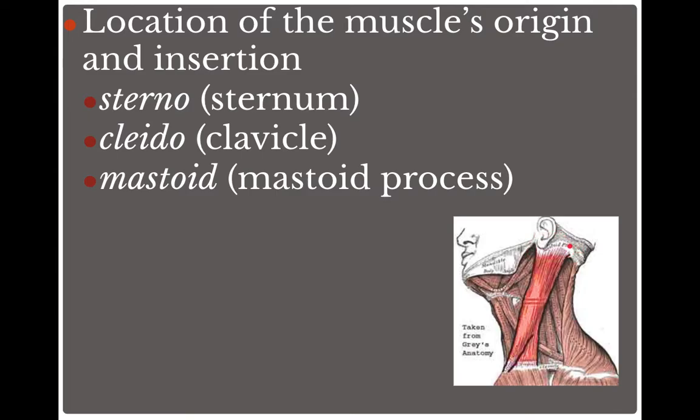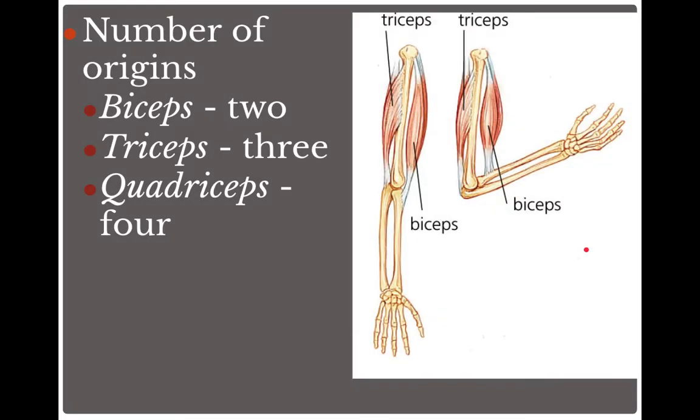So the sternocleidomastoid muscle originates at the sternum and clavicle, sternocleido, and it inserts at the mastoid process of your temporal bone. You can also name muscles according to the number of origins that they have. So the biceps is a two-headed muscle. Bi means two. Sep comes from the same word as cephalic, so head.